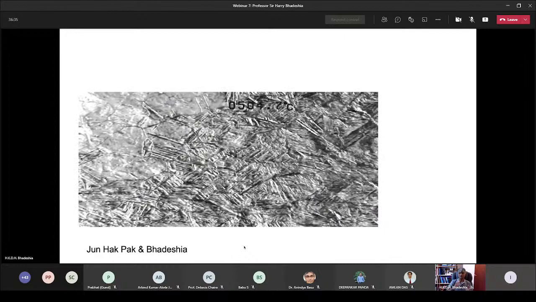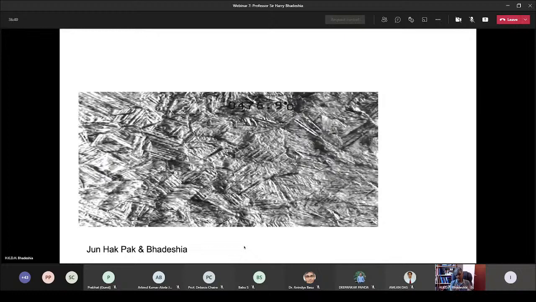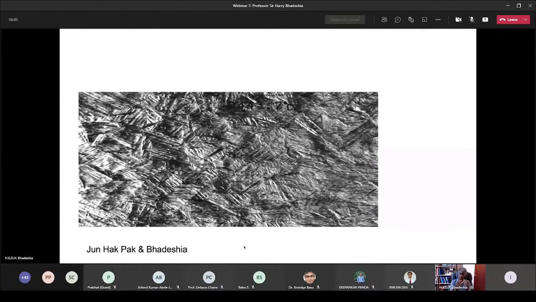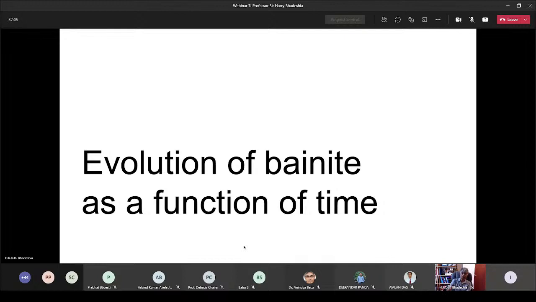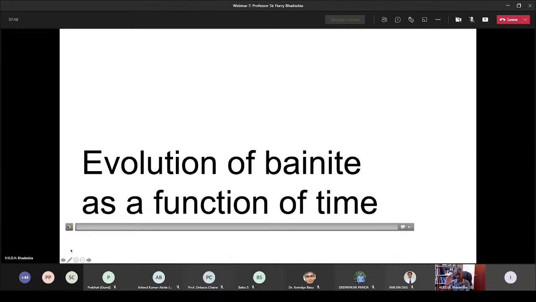So this has a very large consequence on the shape of the transformation product, which is in the form of very thin plates. So it's a natural mechanism of grain refinement that is inherent to the transformation mechanism. We don't have to do any work to get the grain size effectively down to 0.2 micrometers. Okay, so let's see how bainite evolves as a function of time. Obviously, it's a displacive transformation, so we do not involve diffusion.